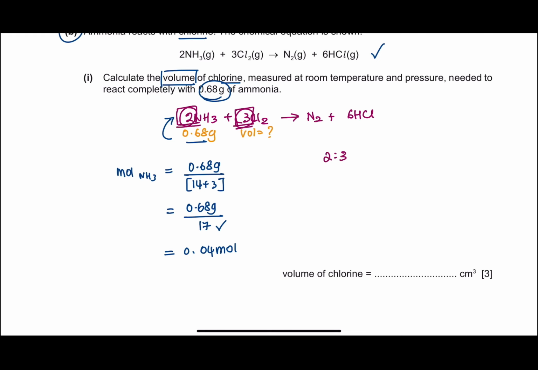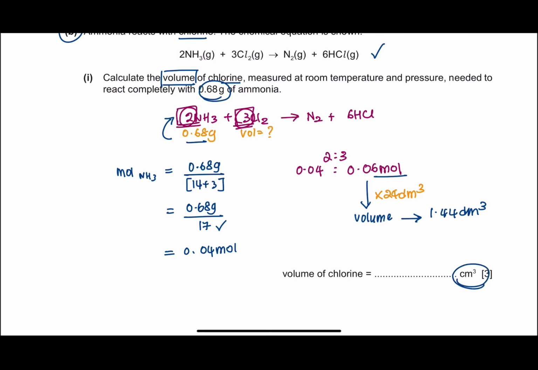So if you have a number of mole of 0.04, when you do the comparison with the value of the ratio, you will be able to get a mole value of 0.06. Now from mole, if you want to convert it to the volume, all you have to do is multiply it with the molar volume at room temperature and pressure, which is 24 dm³. After doing so, you will be able to get a value of 1.44 dm³.